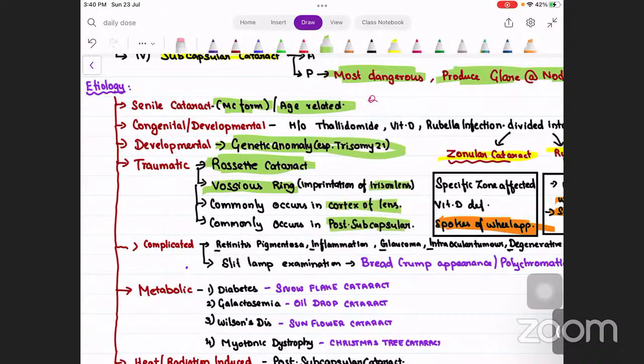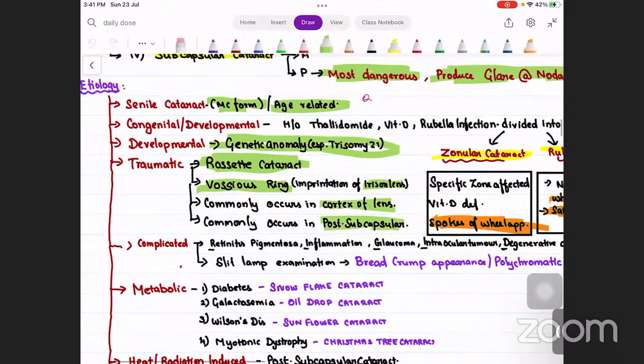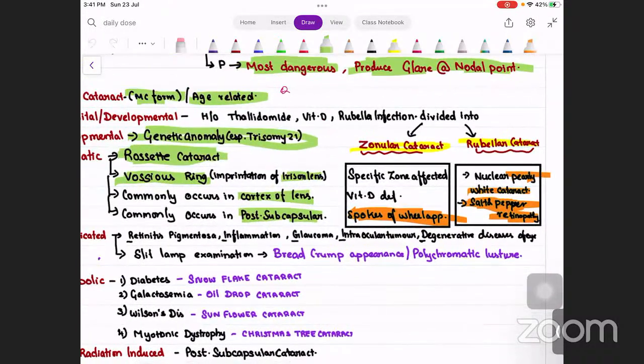Commonly occurs in the cortex of the lens and posterior subcapsular cataract. Then complicated cataract. I used to remember it with the mnemonic RIGID. The causes of a complicated cataract are retinitis pigmentosa, inflammation, glaucoma, intraocular tumor, and degenerative diseases of the eye.